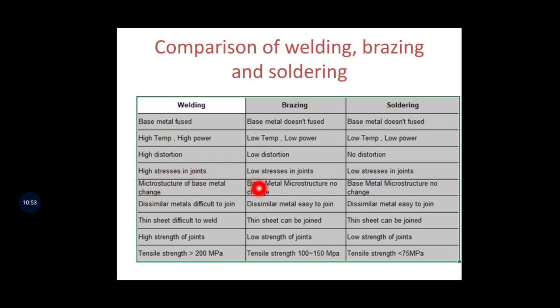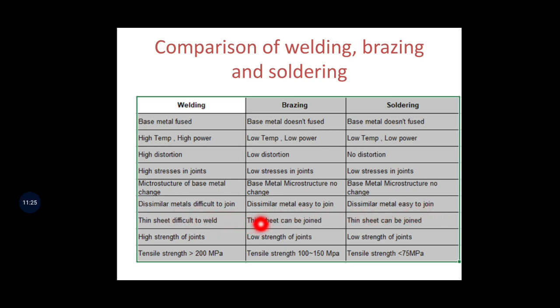Next, stresses in joints. Thermal stresses are more in welding because of the high temperature. Low stresses are there in brazing because of the low temperature, and also low stresses in the joints in soldering. The base metal microstructure definitely changes in welding because of the high temperature. In brazing and soldering, the base metal microstructure need not change. Dissimilar metals are difficult to join by welding, but you can easily join dissimilar metals by brazing and soldering.